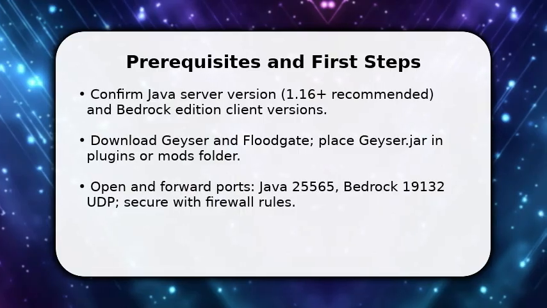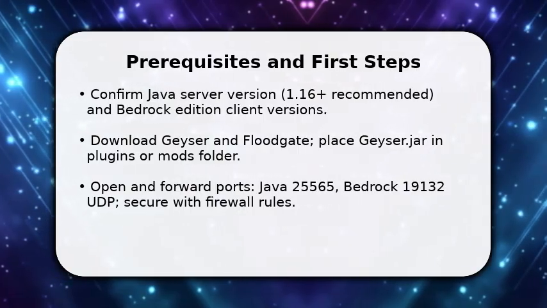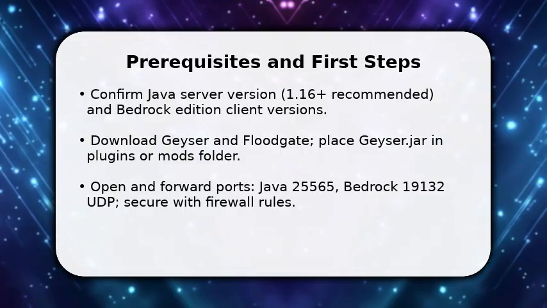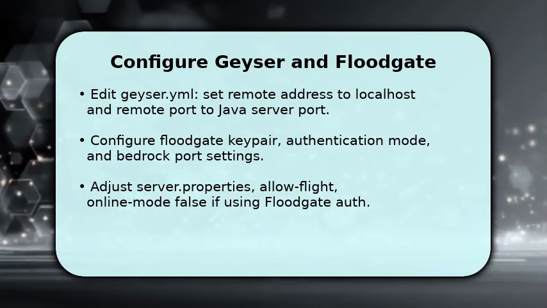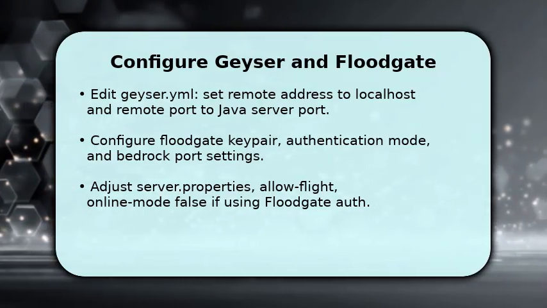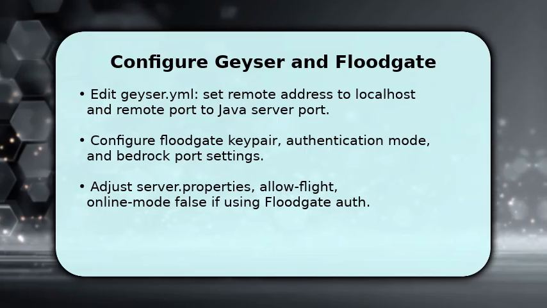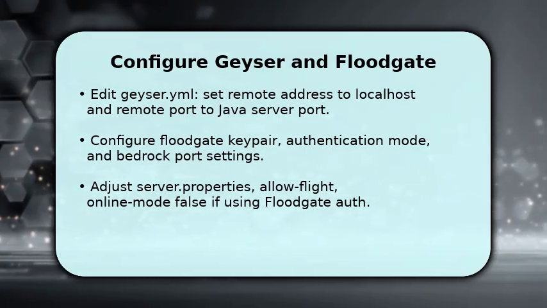Also backup server files now. Misconfiguration can corrupt plugins, and you'll want a restore point. Next, you open Geyser.yml and set the remote address to the Java server host, often localhost, and the remote port to your Java server port so Geyser forwards traffic correctly.